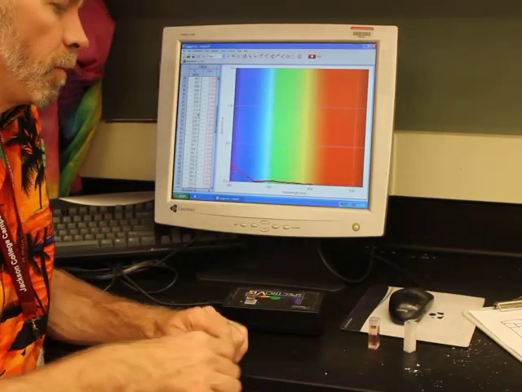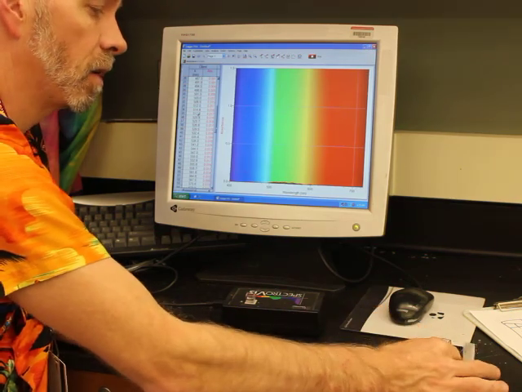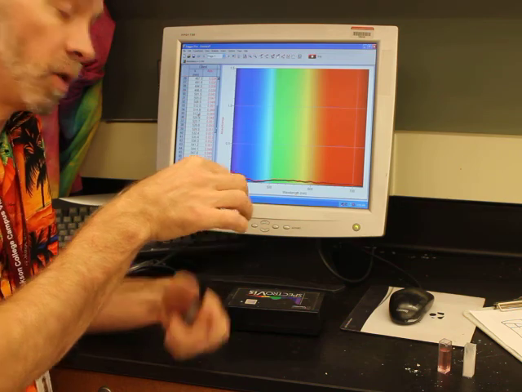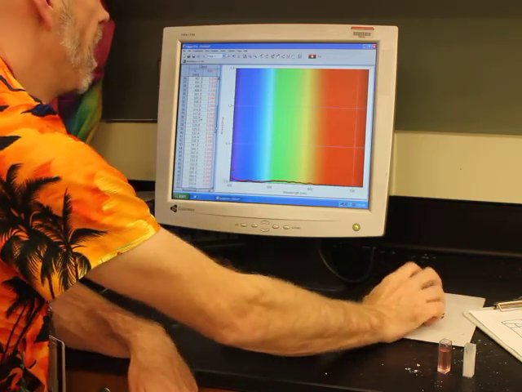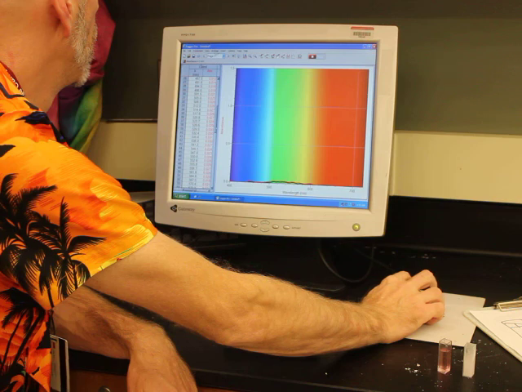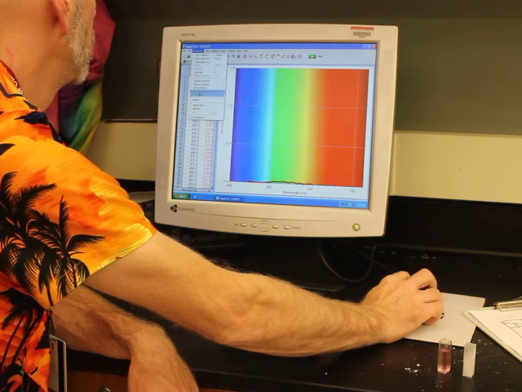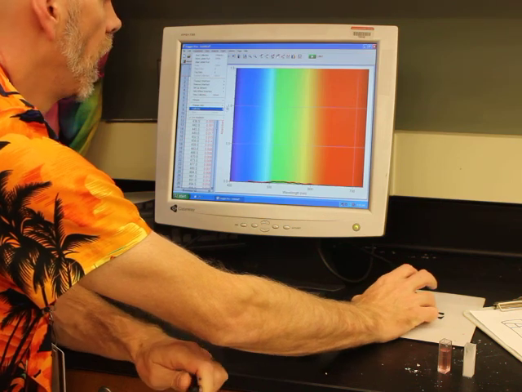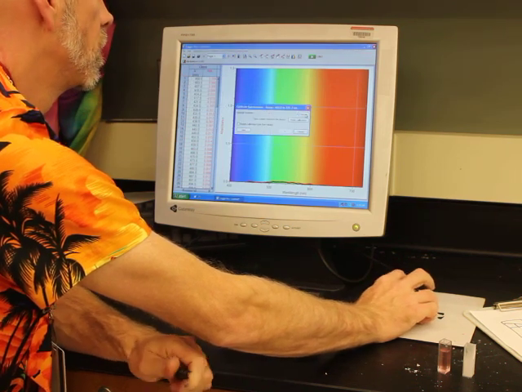But what we're going to do is put in what's called a blank, which is just another cuvette with distilled water. And then we are going to tell the experiment to calibrate the spectrometer. It will take mere moments.